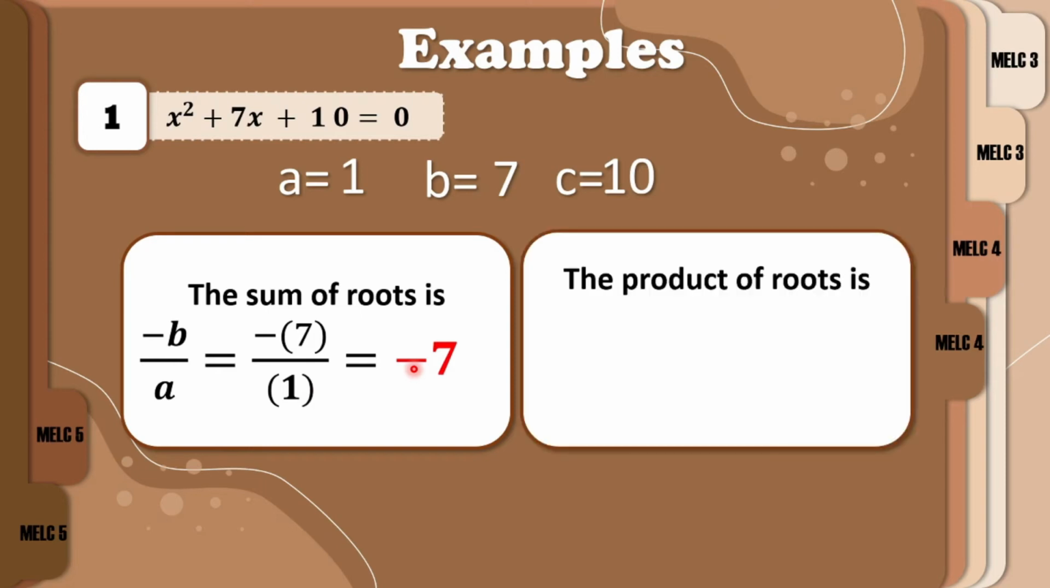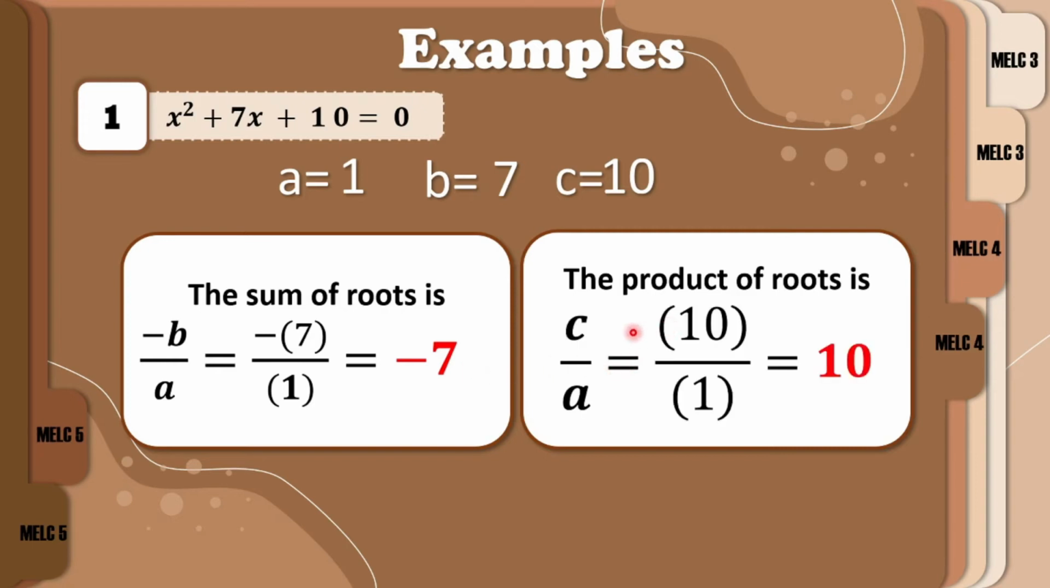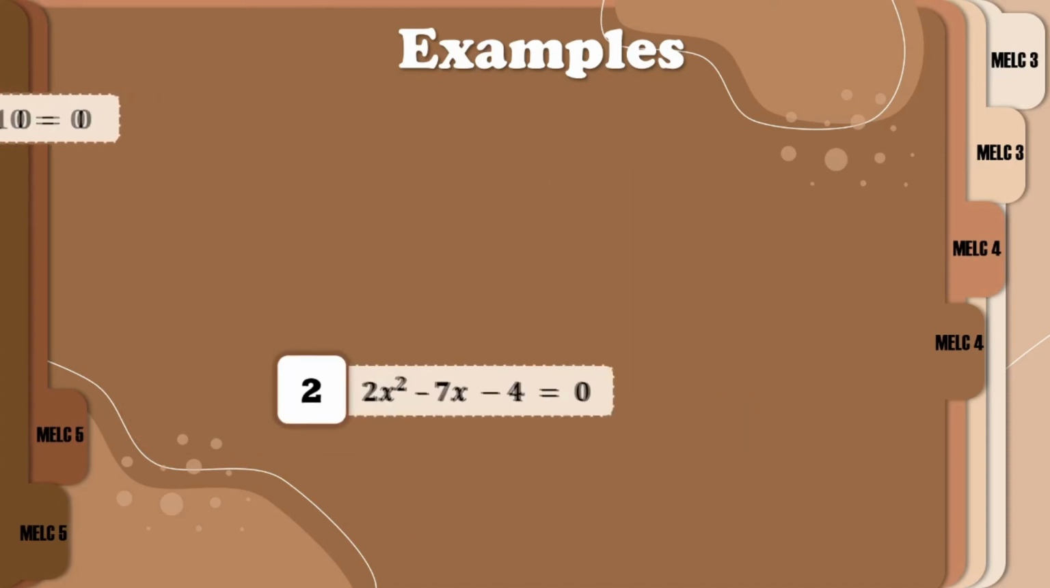Next, we have the product of roots. So tandaan kanina, pag sinabing product of roots, that is c all over a. So c all over a, so the value of c is 10. Again, a is 1. So 10 divided by 1, that is 10. So the sum of roots of our quadratic equation, example 1, is negative 7, and the product of roots is 10. Let's proceed to example number 2.